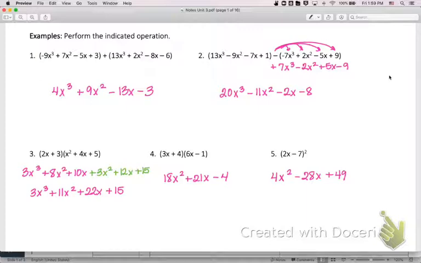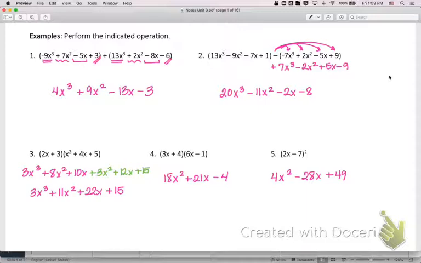So for number 1, when we're adding, all we're doing is combining like terms. So I had negative 9x cubed and positive 13x cubed. That's how I got 4x cubed. 7x squared and 2x squared is 9x squared. Then I have negative 5x and negative 8x. That makes negative 13x. And I have positive 3 and negative 6. So we get negative 3 when we put those together.